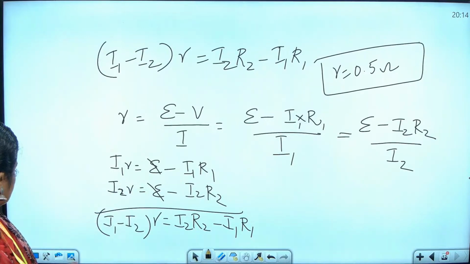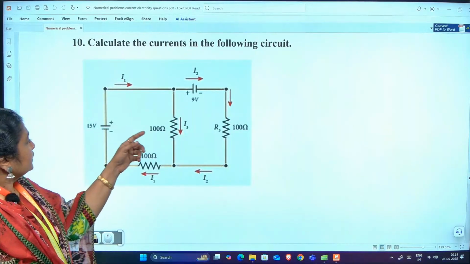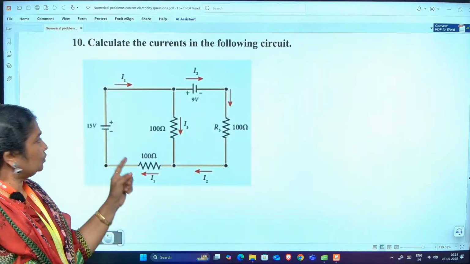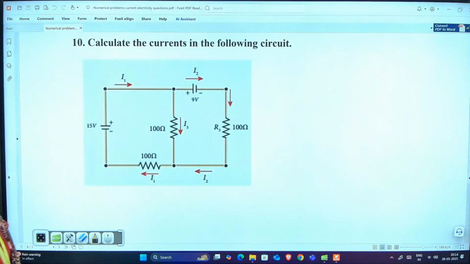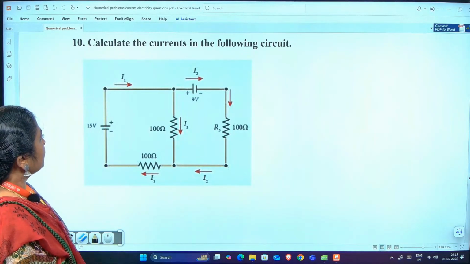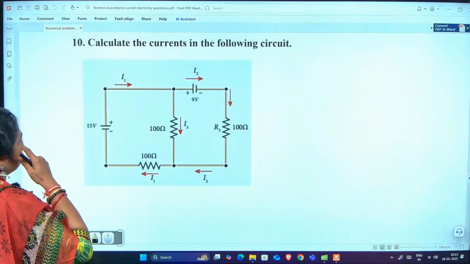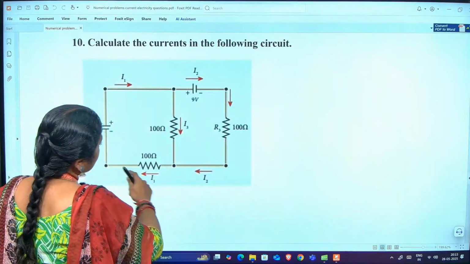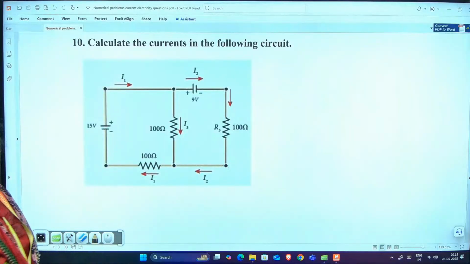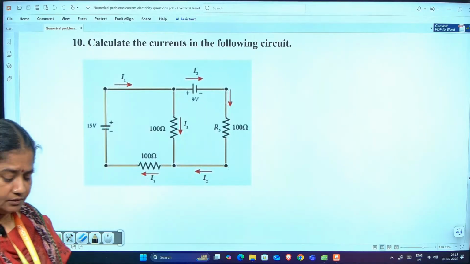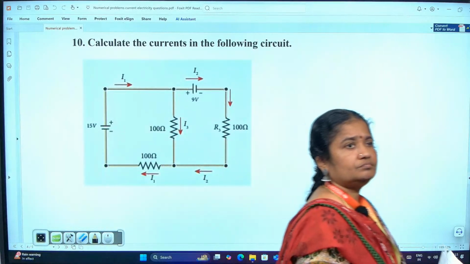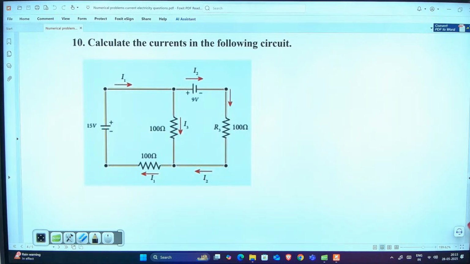Now take any loop and calculate the value of I1, I2 and I3. You can choose any loop. Calculate the currents in the circuit. You can choose either this loop or the bigger one or this loop also. Form equations and then solve I1, I2 and I3.